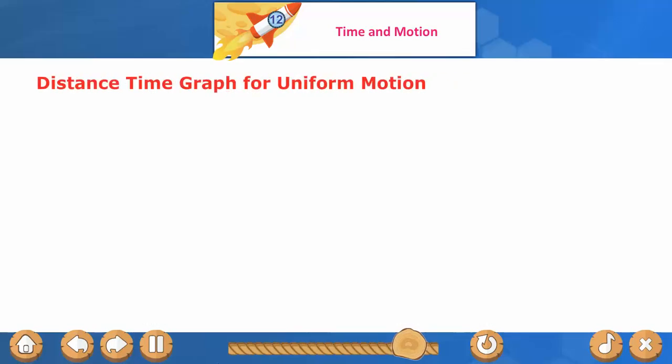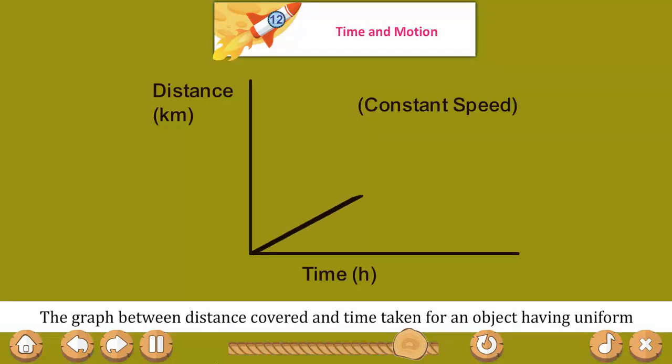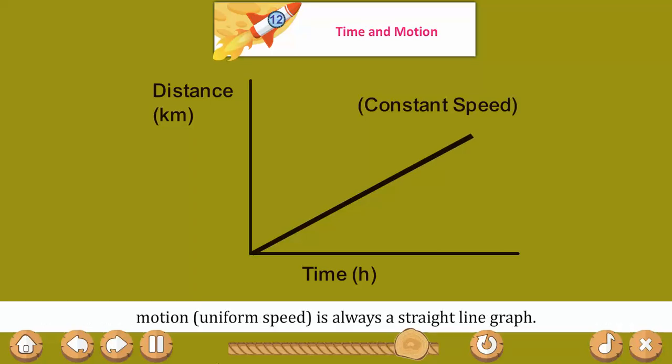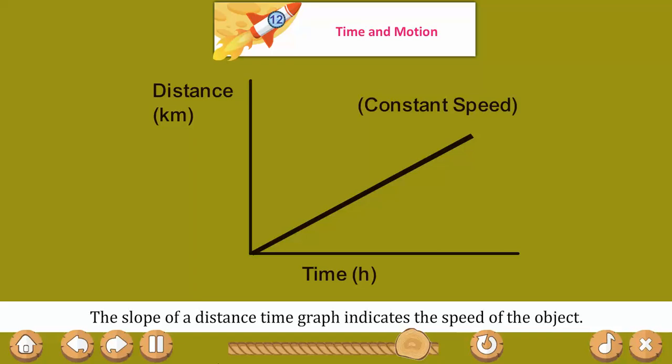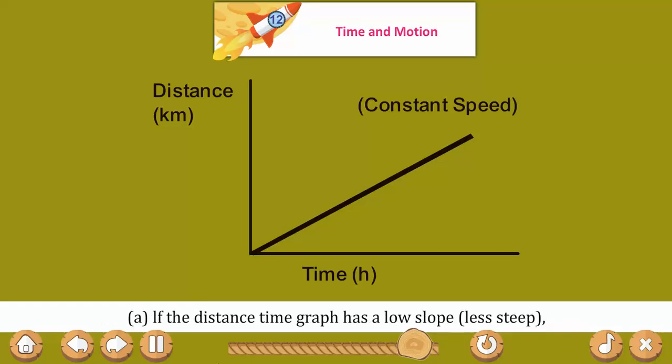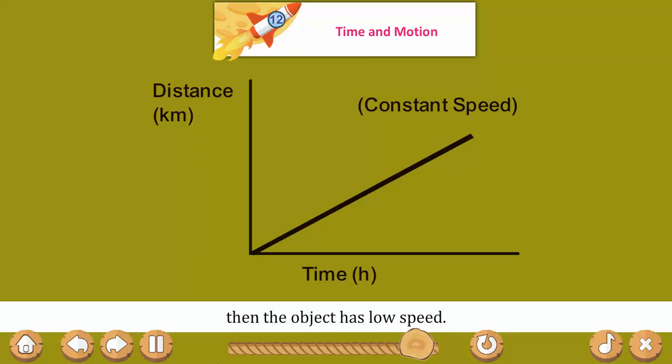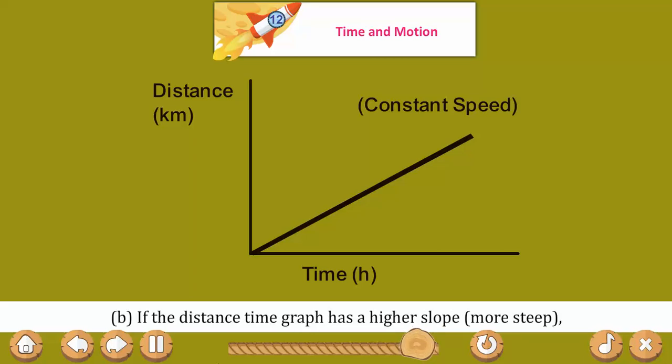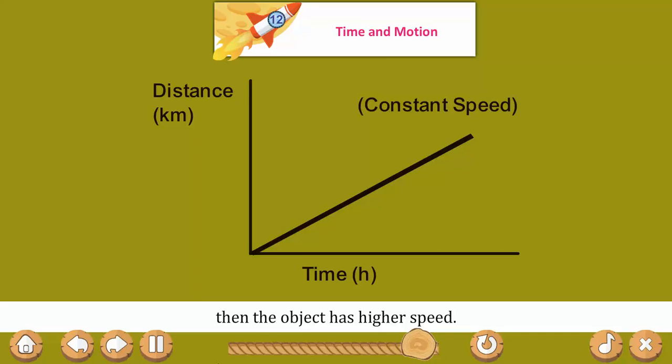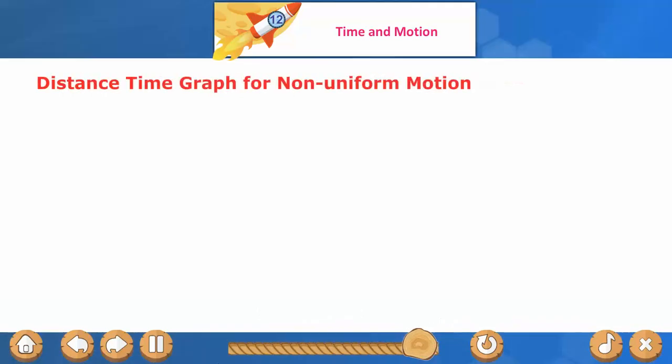Distance time graph for uniform motion. The graph between distance covered and time taken for an object having uniform motion is always a straight line graph. The slope of a distance time graph indicates the speed of the object. If the distance time graph has a low slope, then the object has low speed. If the distance time graph has a high slope, then the object has higher speed.